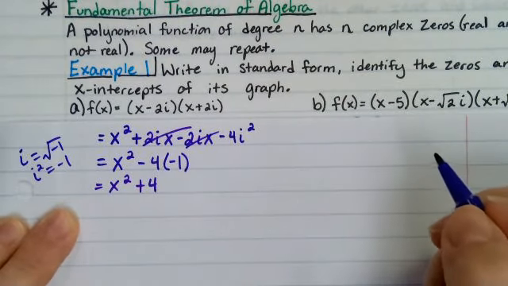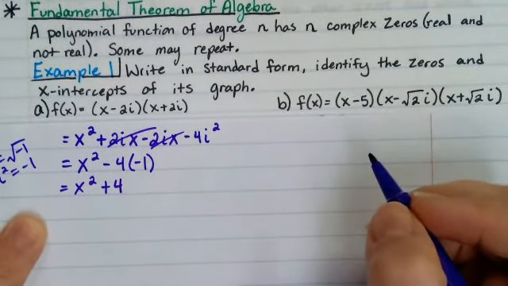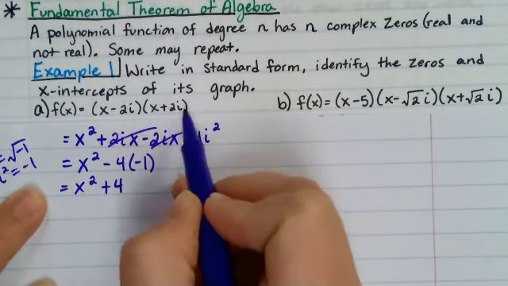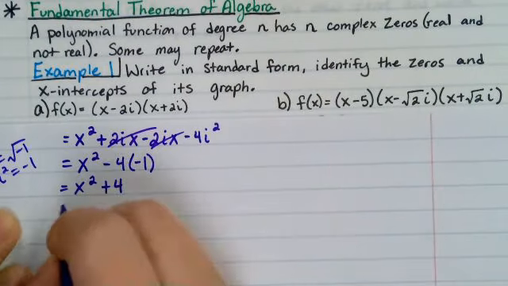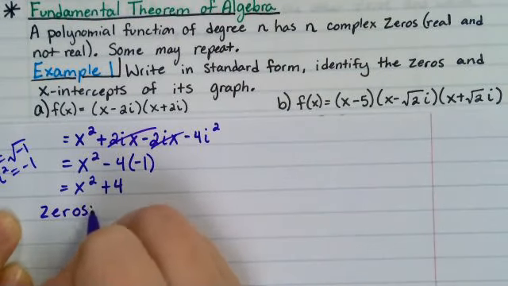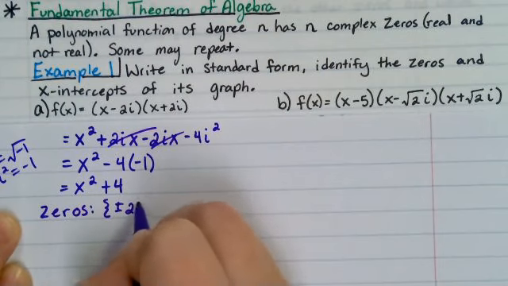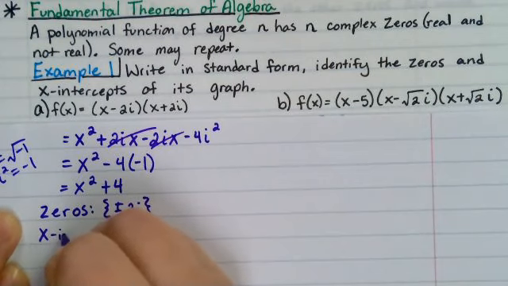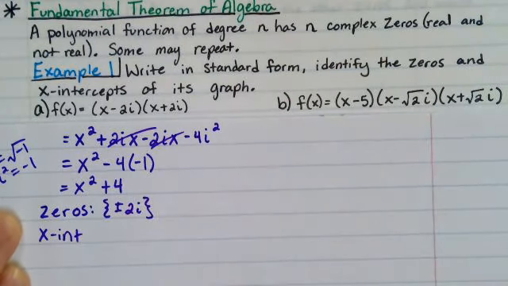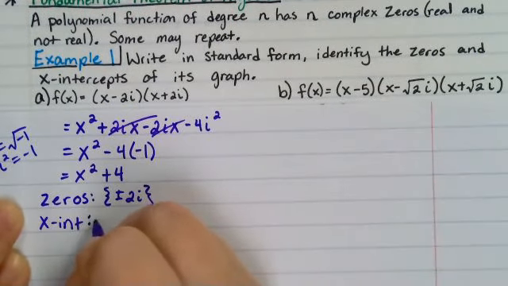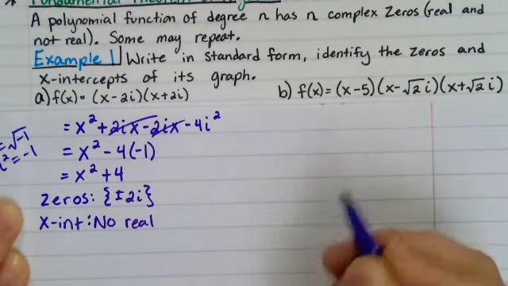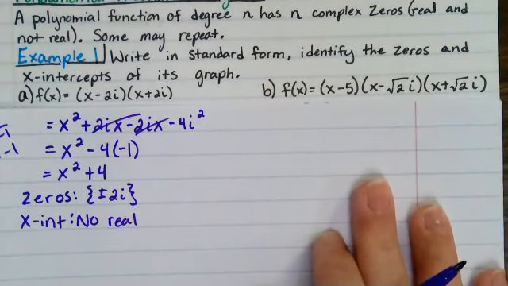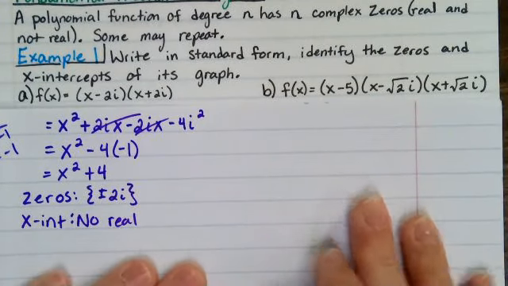Now, they had said to identify the zeros and the x-intercepts. Well, my zeros are going to be these numbers that we had back here, the plus and minus 2i. So let's say zeros, plus or minus 2i. But my x-intercepts, because these are not real, they don't actually hit the x-axis. This graph wouldn't. So we're going to say no real. If there are real ones, then we would list those. But both of them were imaginary. All right, let's look at the next one.